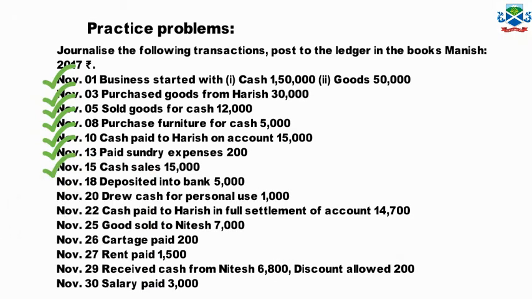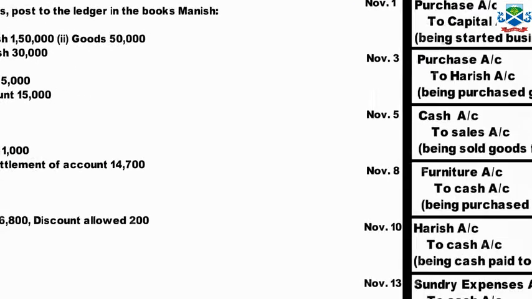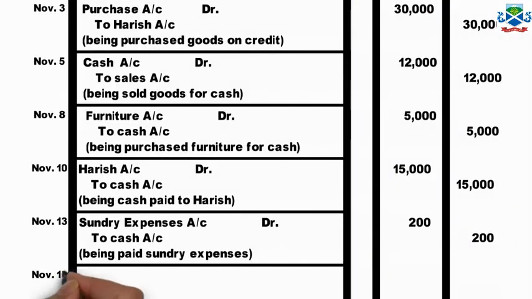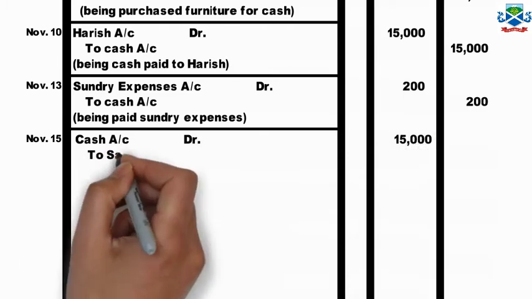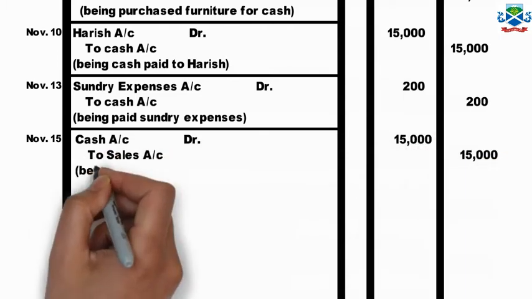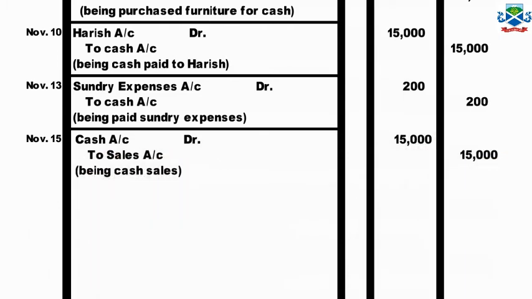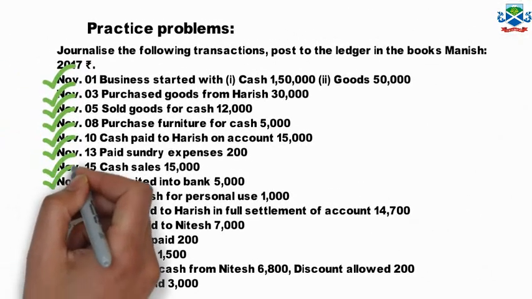Next one is cash sales. Cash is coming in, that is real account debit, and sales is income, credit. So we'll write cash account debit to sales account 15,000, being cash sales. That is the narration.